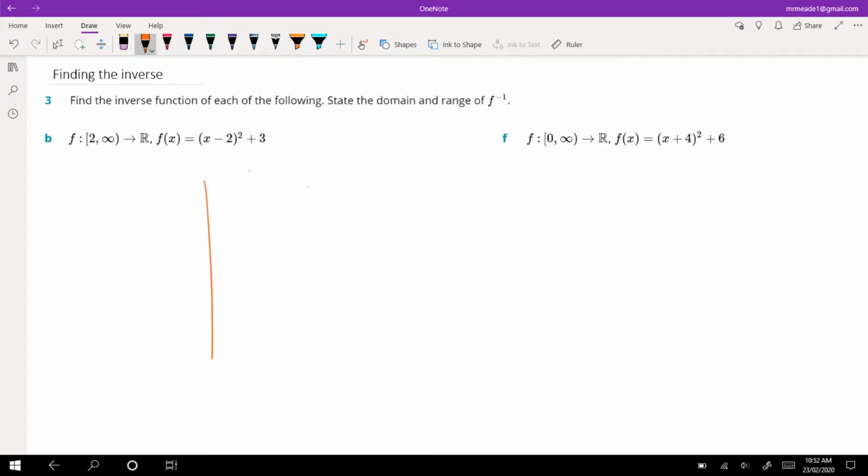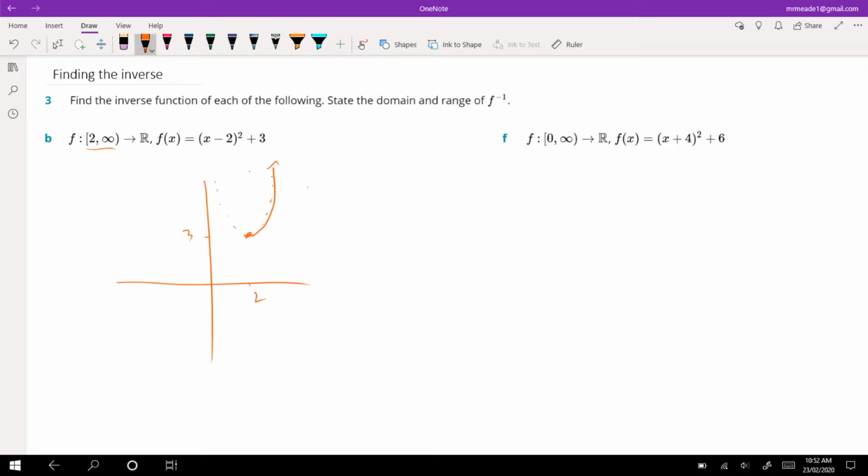So let's do a quick sketch, and we've got a turning point at (2, 3), which would normally be a positive parabola that would come up from the top left and go across to the top right, like this. Now because we're going from 2 to infinity, we notice the turning point's at 2, so we're just going the right hand side of this parabola.